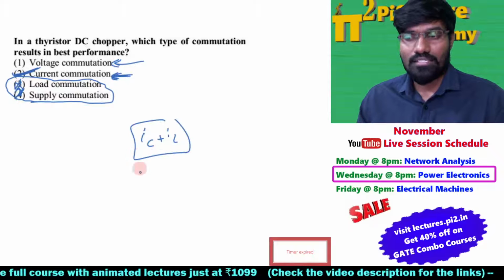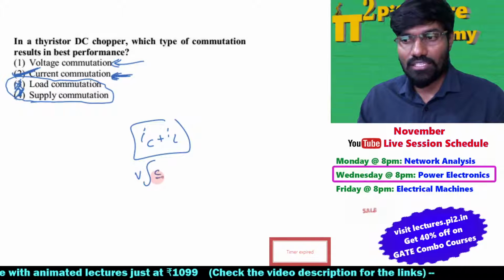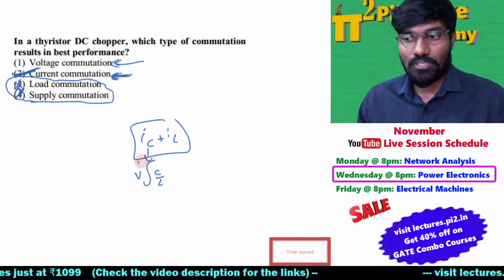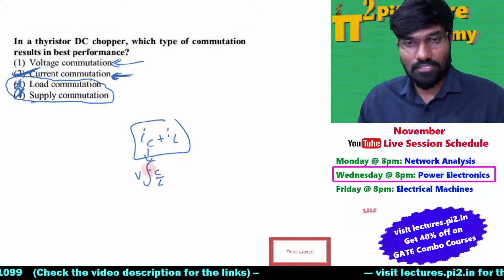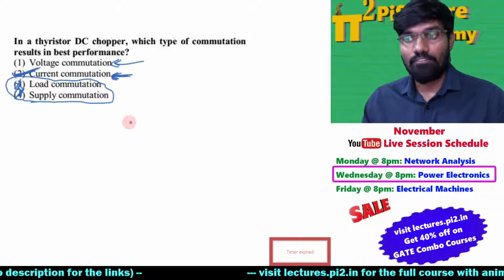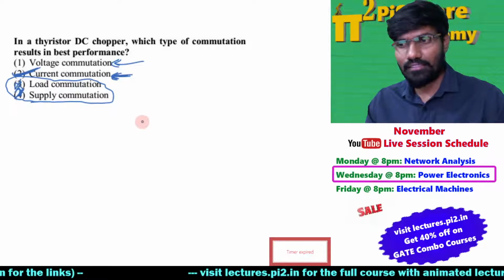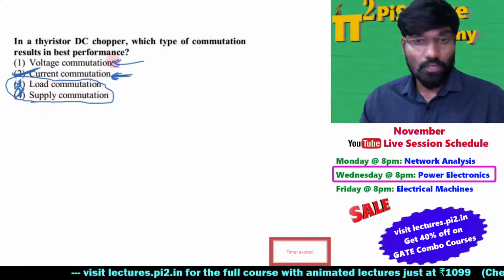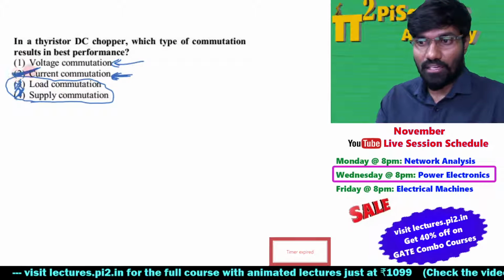What is the capacitor current value? √3 times √(C/L). Yeah, this is the one. So this much current is extra going through this. Peak current, I mean to say. So you need to buy a slightly higher rating SCR. So these are the reasons why we normally prefer current commutation. That's my analysis, so I prefer answering this.